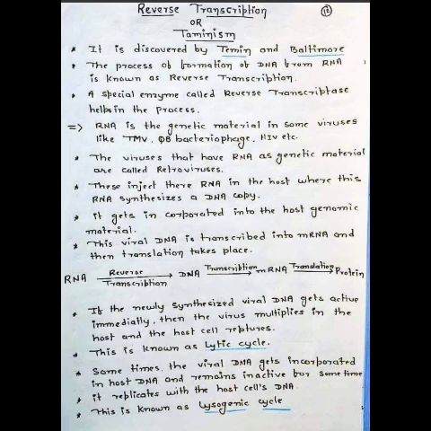The newly synthesized viral DNA gets active immediately. Then the virus multiplies in the host and the host cell ruptures. This is known as the lytic cycle. Sometimes the viral DNA gets incorporated in host DNA and remains inactive for some time. It replicates with the host DNA. This is known as the lysogenic cycle.